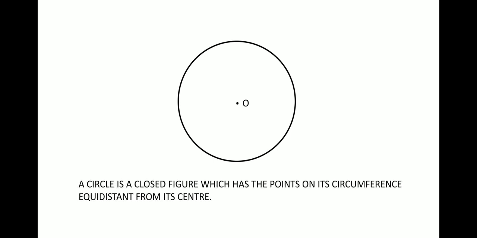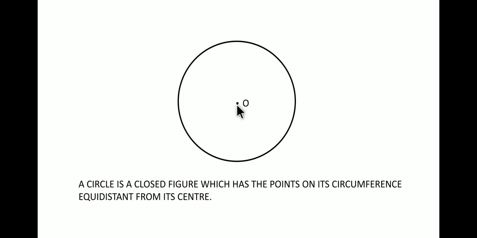Hello class 6. Today we will start with chapter 29, circles. We all know what a circle is. So this is a figure of a circle. And the circle is actually a closed figure which has the points on its circumference. This is the circumference. And let's say the circumference is made up of points, okay? And all these points are equidistant from its center O.